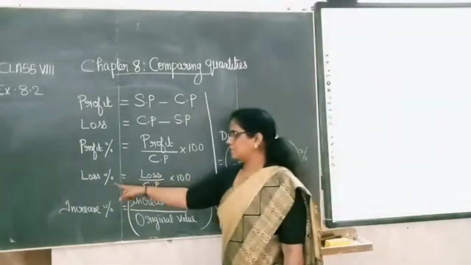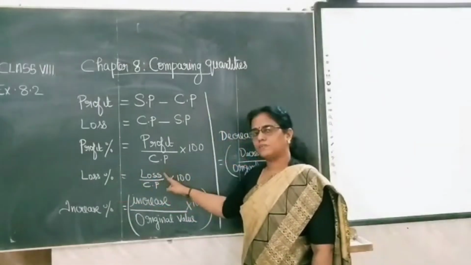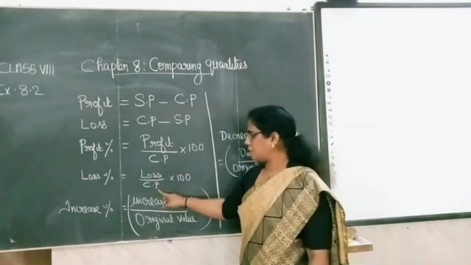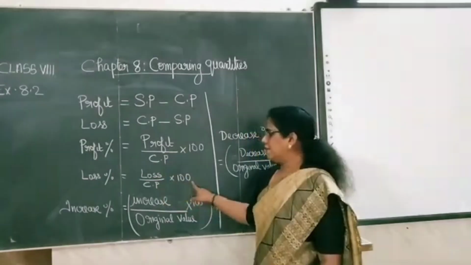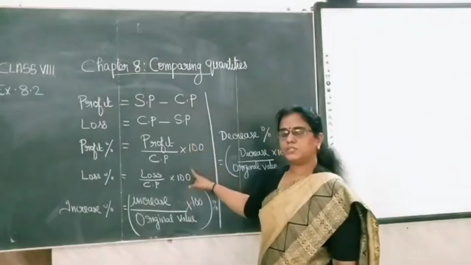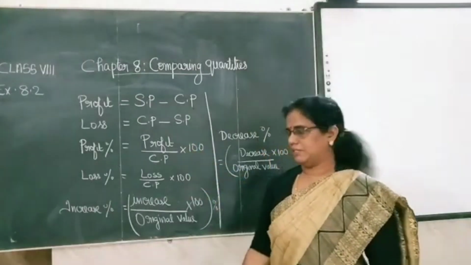And loss percentage, if it is loss percentage, on the numerator loss will come. Loss by cost price. In both the cases it is cost price multiplied by 100. Using these two equations, we can find loss percentage and profit percentage.